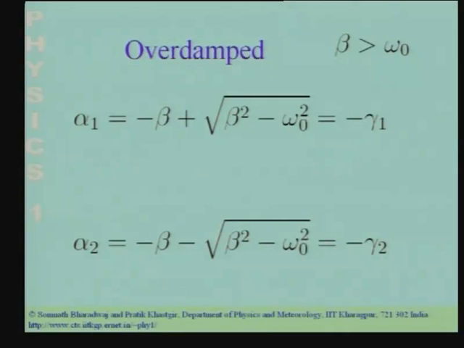Having discussed the underdamped oscillator, let us now move on to study the situation where beta is not less than omega naught, and these situations correspond to the overdamped oscillator and the critically damped oscillator. So, let us first take up the situation. Overdamping refers to a situation where beta is greater than omega naught. So, if beta is greater than omega naught, the two roots alpha 1 and alpha 2 are both real.